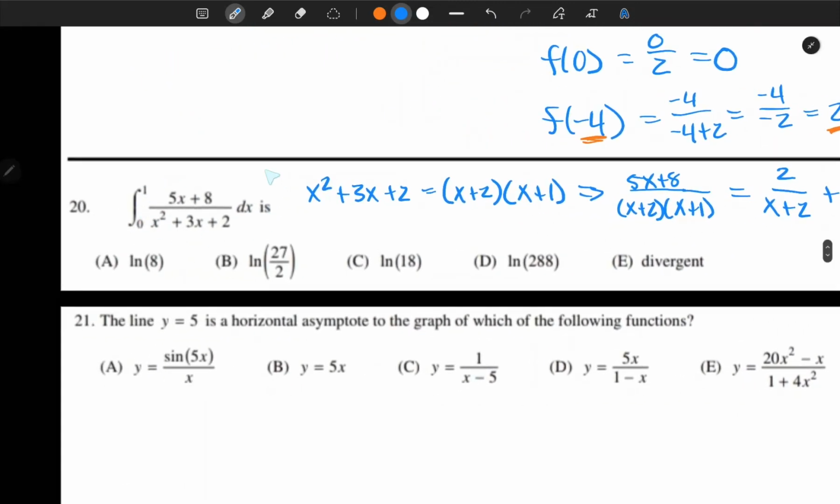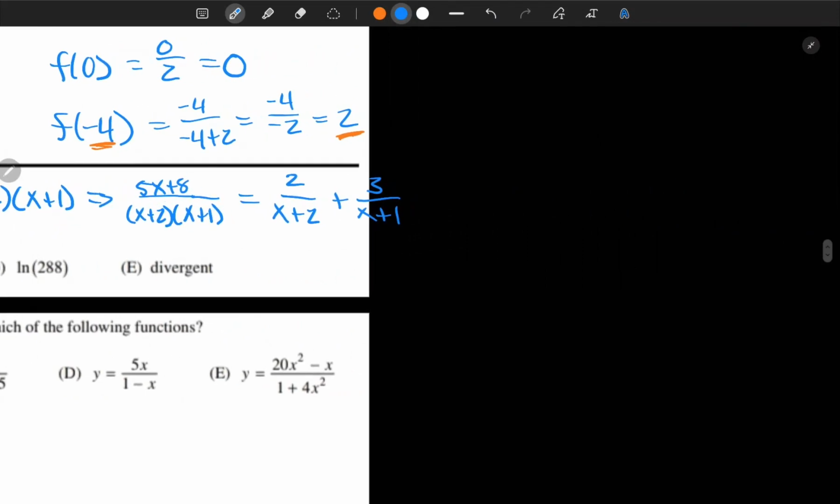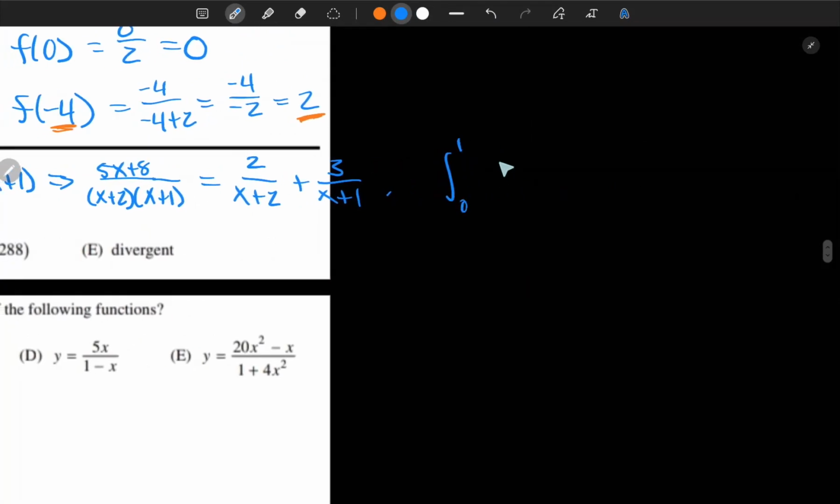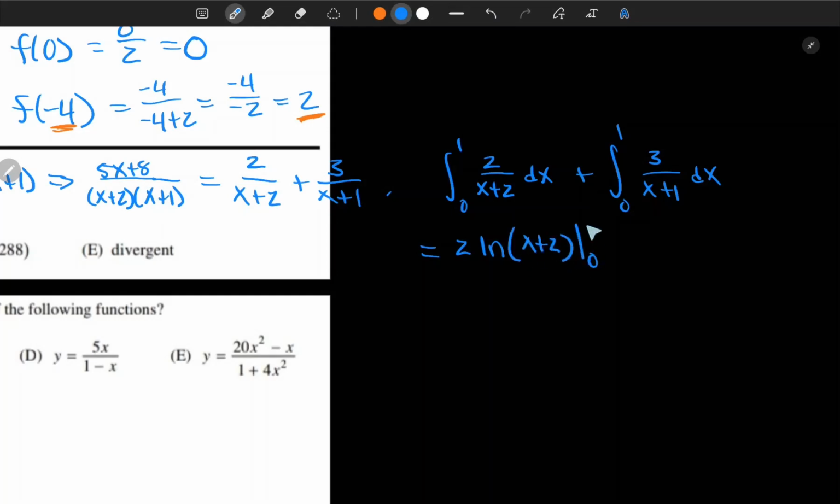So, the integral now has two terms, because we've rewritten the integrand as two different terms. So, the integral in question is now the integral from 0 to 1 of 2 over x plus 2 dx plus the integral from 0 to 1 of 3 over x plus 1 dx. Then, solving these integrals, we see that we can just use natural log. So this becomes 2 times the natural log of x plus 2, evaluated from 0 to 1, plus 3 times the natural log of x plus 1, evaluated from 0 to 1.